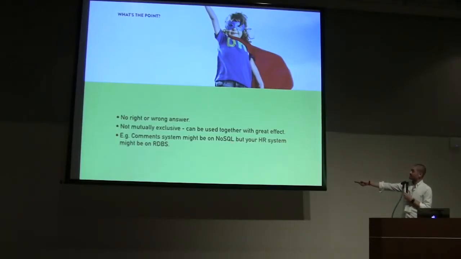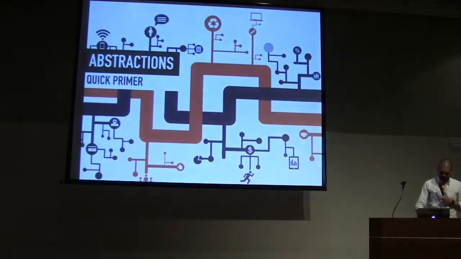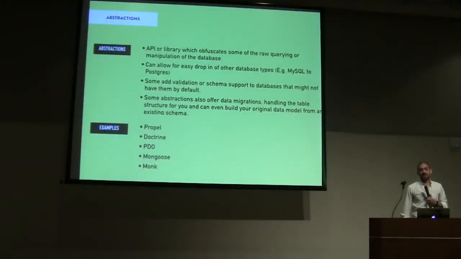Your comment system might be on NoSQL, but your actual HR system, because of the relationships and the complexity of those relationships, might make more sense on a relational database system. So quickly to get into abstractions, and this is where we look at this notion of it being schemaless. An abstraction, which I'm sure you have used very often, is an API or library which obfuscates some of the raw querying or manipulation of the database.